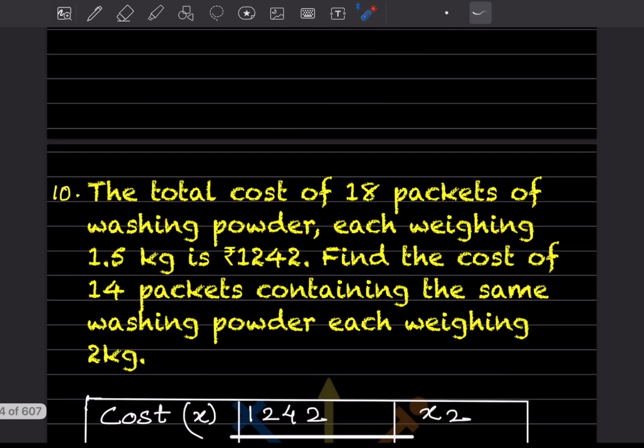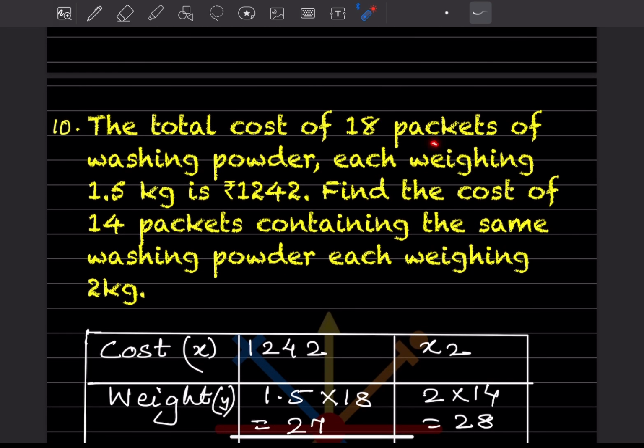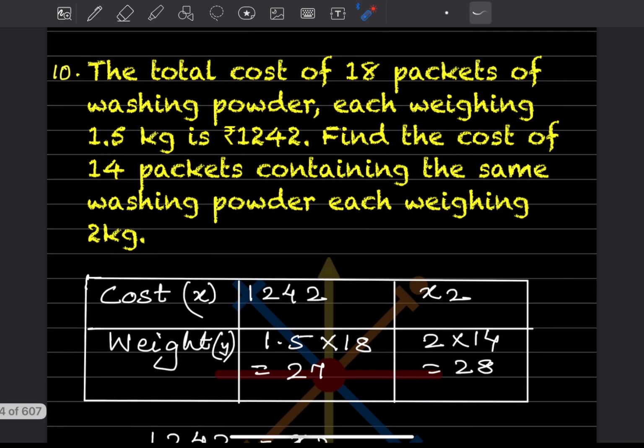The total cost of 18 packets of washing powder, each weighing 1.5 kilograms, is rupees 1242. You have to find the cost of 14 packets containing the same washing powder, each weighing 2 kilograms. So for 18 packets, the cost and the weight. So for 18 packets, that is 1242, but that is weighing 1.5 kilograms. So 1.5 into 18, that is going to be 27. This will be in one column.